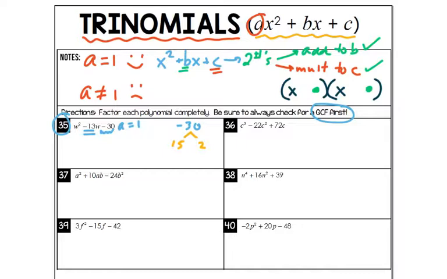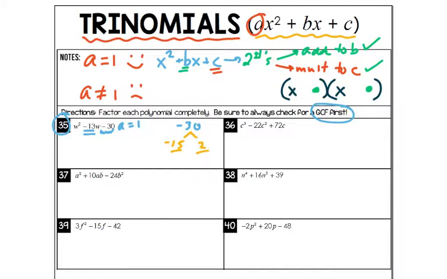Now, what's going to be negative? Because if I'm going to use 15 and 2 and get negative 30, one of these has to be negative. Notice I need negative 13 here, which means the bigger number is going to be negative, because when you add those, you get negative 13. Hey, folks, I found my two numbers. Here we go. This is where it comes together.